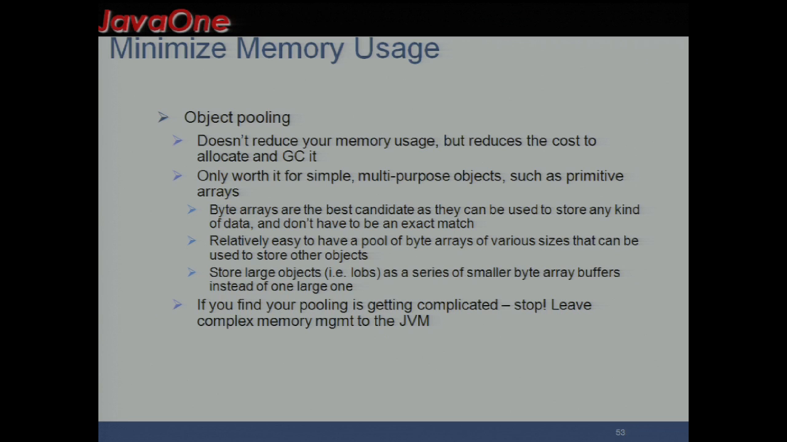But the only good object pooling implementation I've ever seen that was worthwhile was one that dealt with page caches from a database, right? You've got these database pages, they're all 4K, they're all exactly the same size. It can really pay off with something like that where everything's going to be the exact same size, and you don't want to have to constantly keep allocating byte arrays all the time to store these pages. But if you ever find your pooling is getting complicated, just stop. Leave complex memory management to the JVM because it's going to do that better than you could for sure.